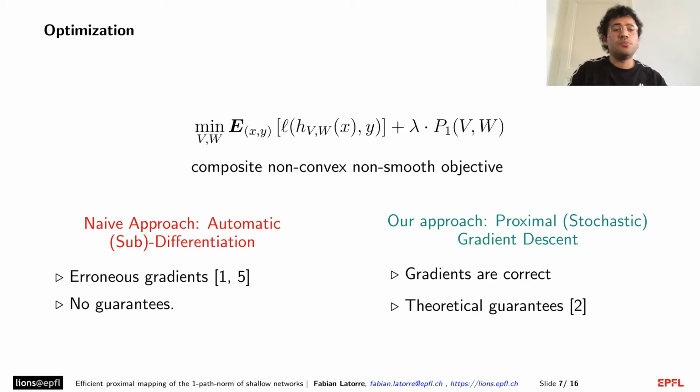The naive approach would be to just use automatic differentiation in PyTorch or TensorFlow. But this has the drawback that, first, we might be computing erroneous gradients, and second, there are no guarantees that we will even find a stationary point this way. In contrast, if we use a proximal gradient descent algorithm, we completely avoid erroneous gradients because we only need the gradient for the differentiable part. And second, we have guarantees that we converge at least to a stationary point.